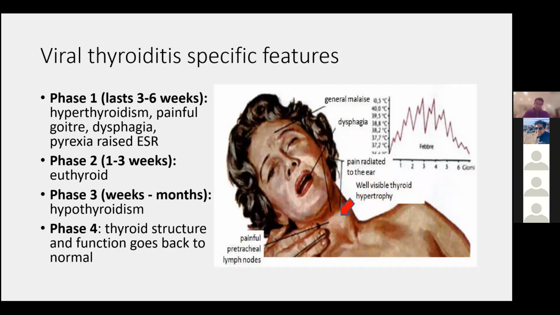Once the acute inflammation is resolved, they'll become initially euthyroid, and then they may become hypothyroid. This hypothyroid phase may last for weeks or months, and their thyroid function may actually never recover. But in most cases, they will regain a degree of it. How long it will take varies from patient to patient.